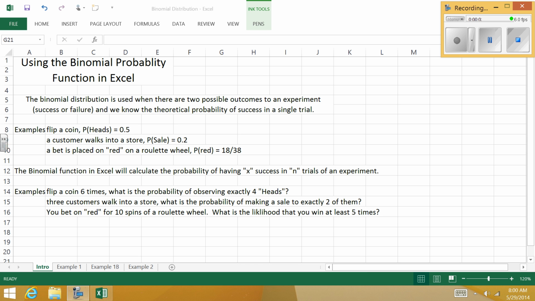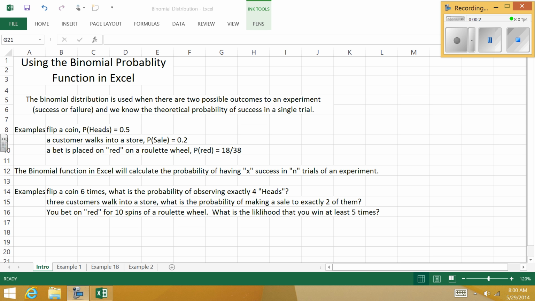The binomial probability function in Excel gives us a probability of finding some fairly complicated events. To use it, we need to have a situation where an experiment can be defined as having two possible outcomes. For convenience, we tend to call those two outcomes success or failure. And we need to know the theoretical probability of success in a single trial of the experiment.